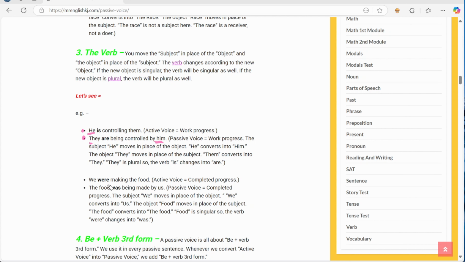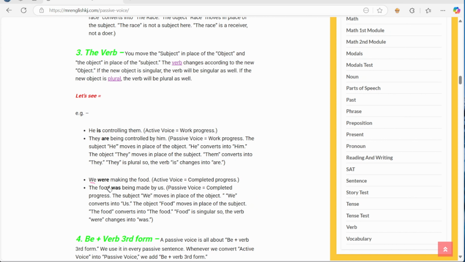Remember that. Now, we were making the food. Obviously, we were the doer who were making the food. The food was being made. Who made the food? Maybe we don't mention or we don't remember or we are not giving importance. If we mention, by us. Okay. You can read here also. If you want to understand more, you can read here.